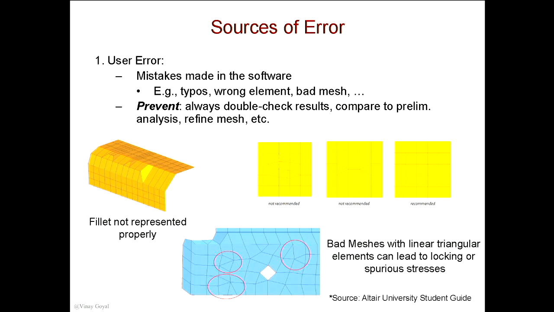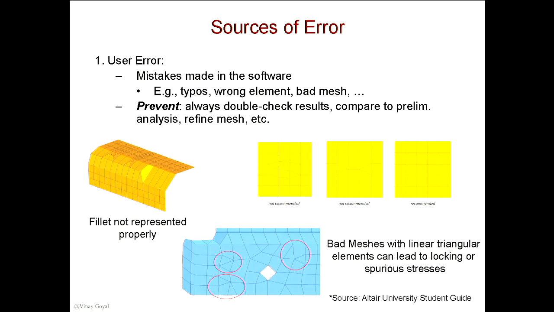A lot of the time there are mistakes made in the software. You'll use the wrong element type, or you'll have a bad mesh. For example, here there's a fillet, and you can see there's a single element across the fillet. If I want to get stresses in this fillet, that's not a great mesh. In fact, you can see only a few elements, and you're not representing that curvature very well.